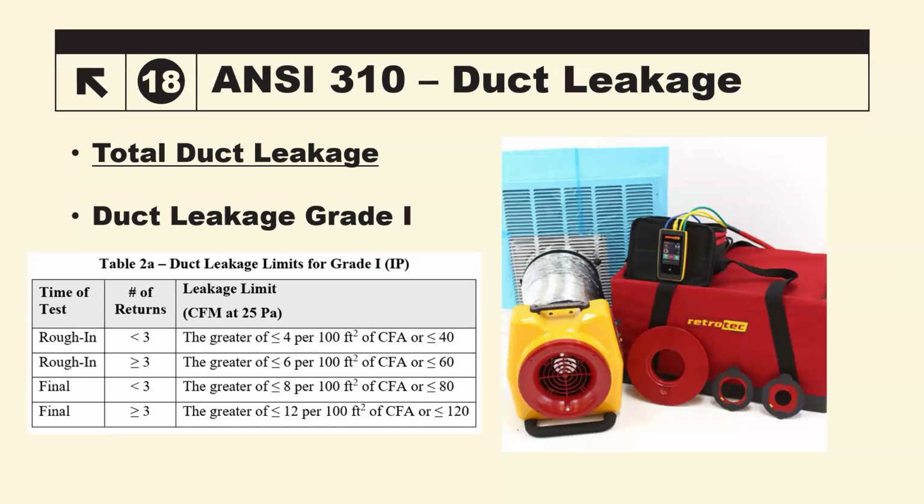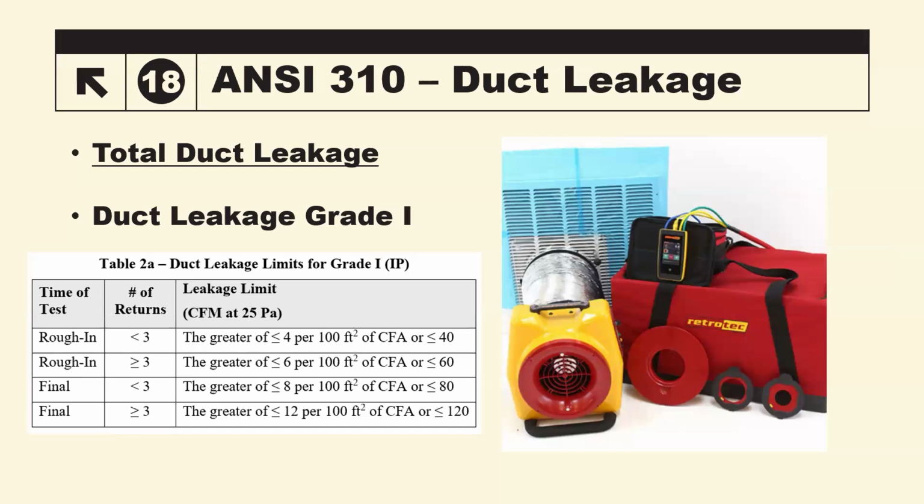It used to be acceptable by code. It's no longer acceptable by code, but RESNET as a HERS and other standards that are out there do still allow for leakage to outside. But when you're specifically doing the HVAC grading 310 standard, you have to do a total duct leakage. We're worried about the system as a whole and what's leaking, not what's just leaking to the outside.